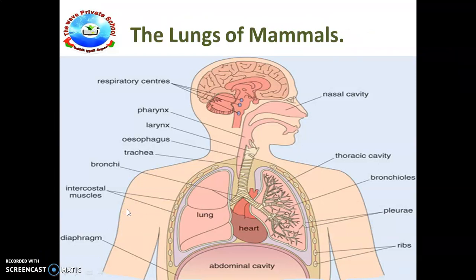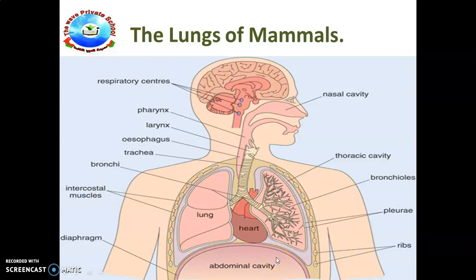Now let's move on to the lungs of mammals. Here you can see human lungs that are structurally adapted for rapid gas exchange. The structure of the human thorax is shown here. You can see the lungs are housed in the thorax, an airtight dome-shaped chamber formed by the rib cage and its muscles called intercostal muscles, with a dome floor that is called the diaphragm.